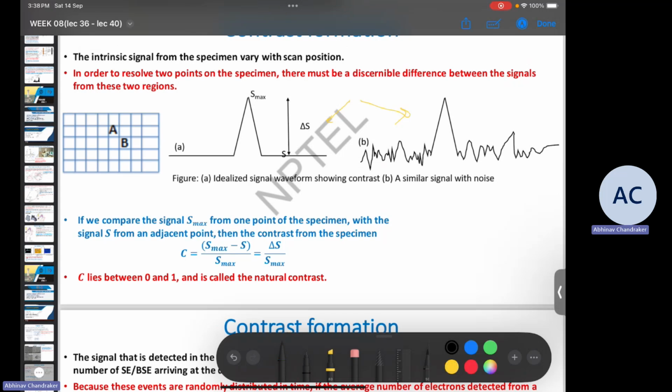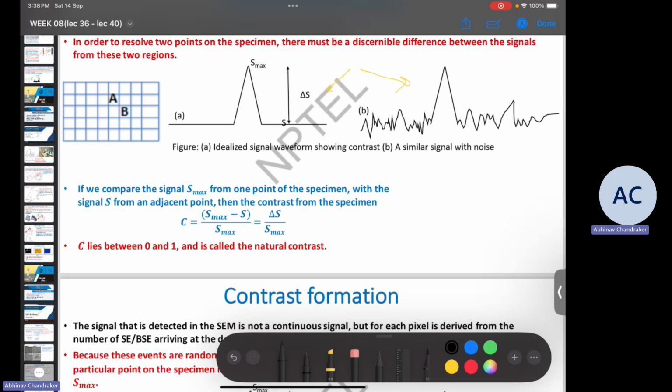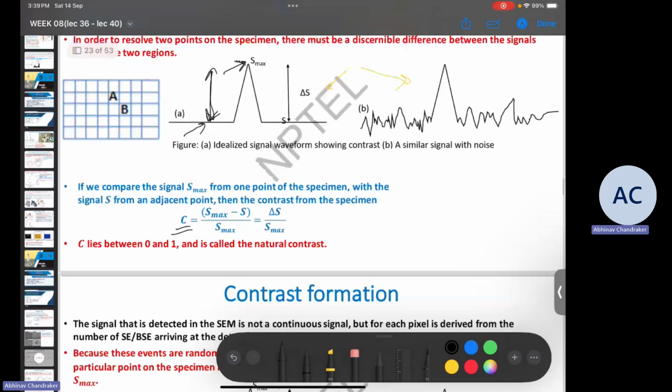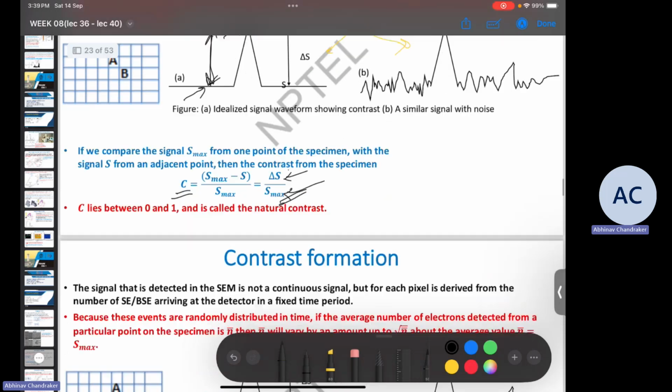It is possible to quantify the contrast based upon the peak value of the secondary or backscattered electron intensity. So we can use the peak value as well as the mean value of the signal that is coming, and based on the difference between both of these, we can say that the contrast will be proportional to this difference. We can define it something like this, where delta is the difference between the peak and the average value, that is the background, and S max is the total intensity of the peak.